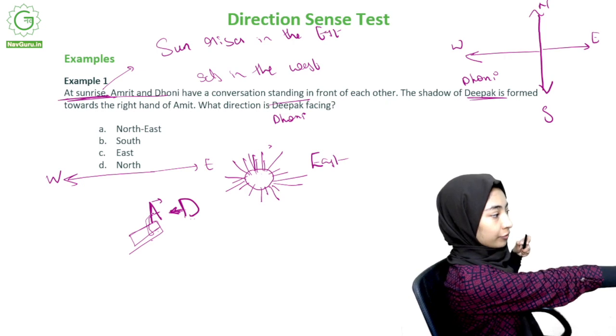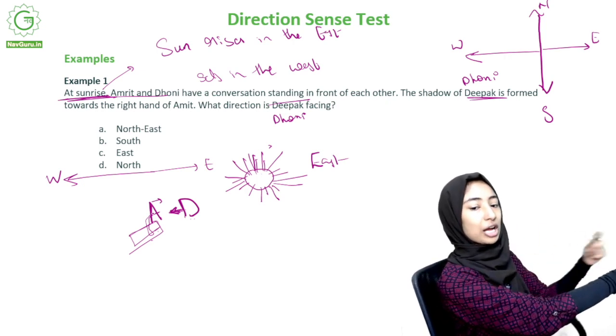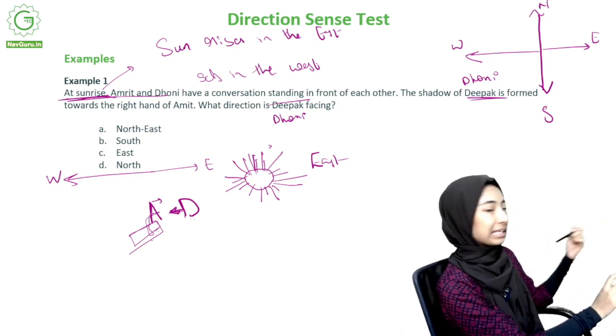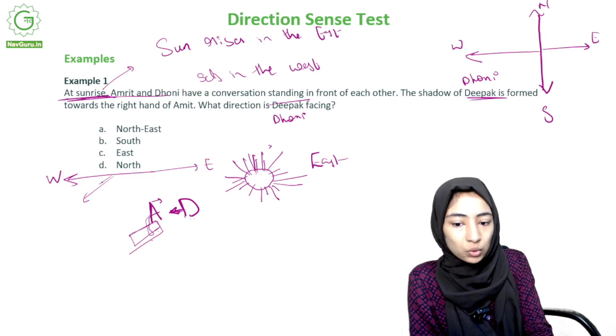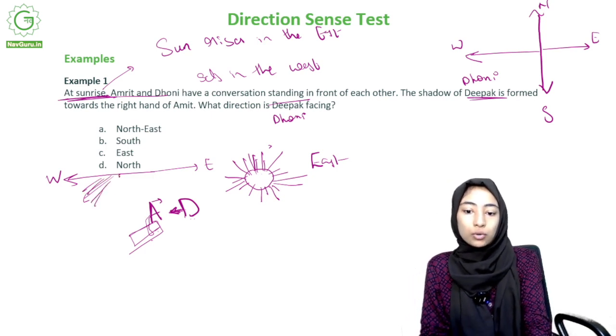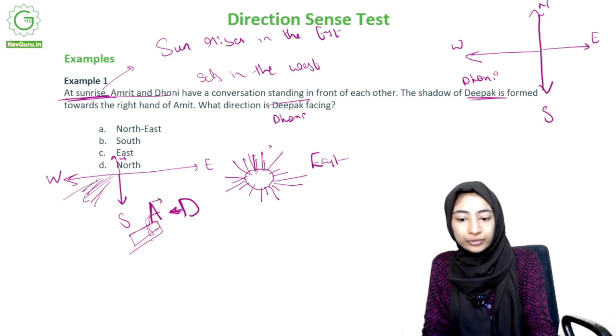So if Deepak is in the east, this is his west. But his shadow is not formed here, it's formed somewhere here. Right, so where is that? It will be somewhere here is what we are thinking of. Okay, so this will be south and this will be north. So his shadow is formed somewhere here.